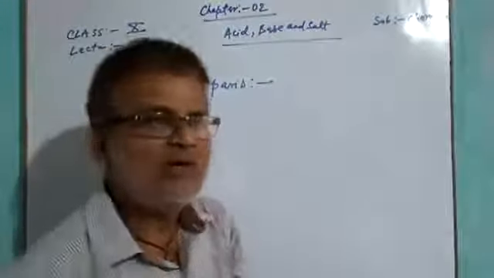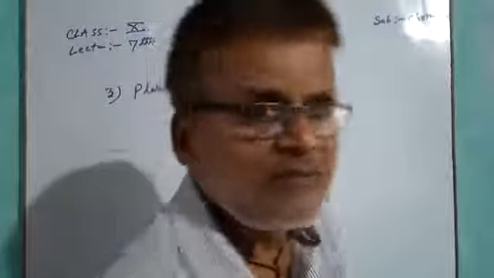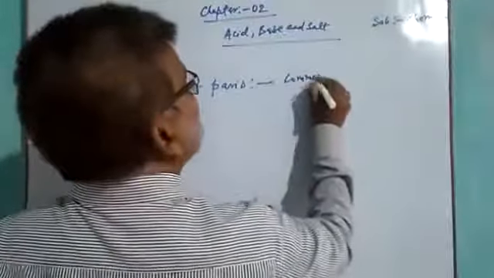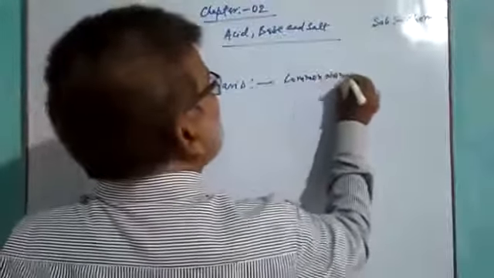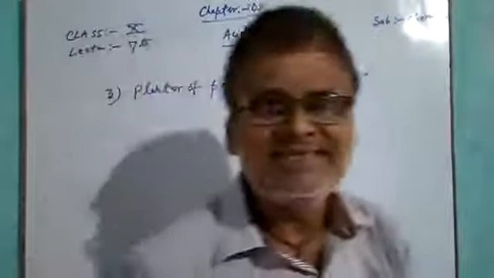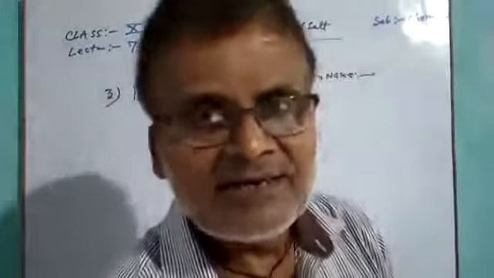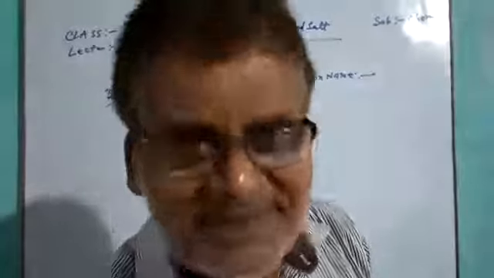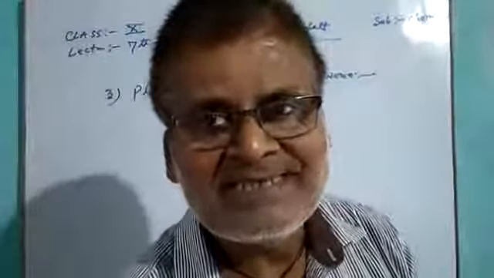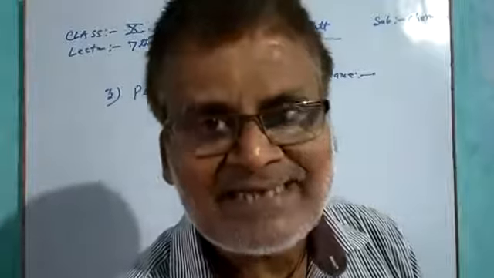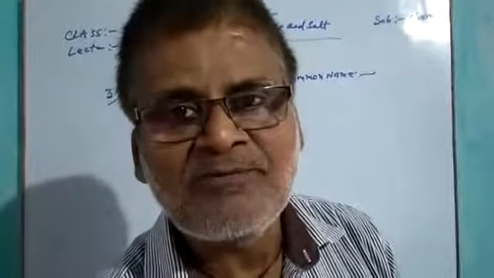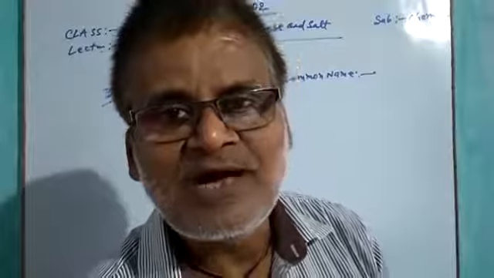Now, first of all, you will write the common name. The common name of plaster of Paris is plaster of Paris. The chemical name of plaster of Paris is calcium sulfate hemihydrate, and the chemical formula of plaster of Paris is CaSO4 half H2O.